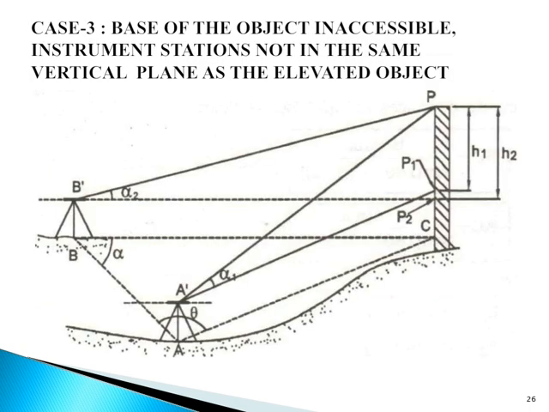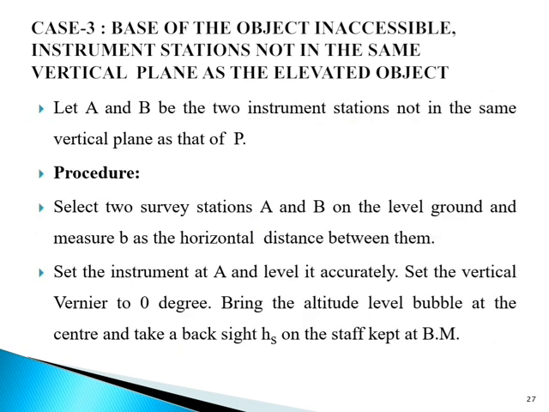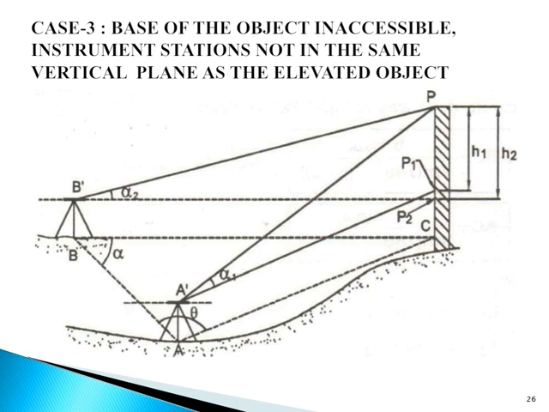Next, case 3: base of the object inaccessible, instrument stations not in the same vertical plane as the elevated object. Let A and B be the two instrument stations not in the same vertical plane as that of P. They are not in the same vertical plane.